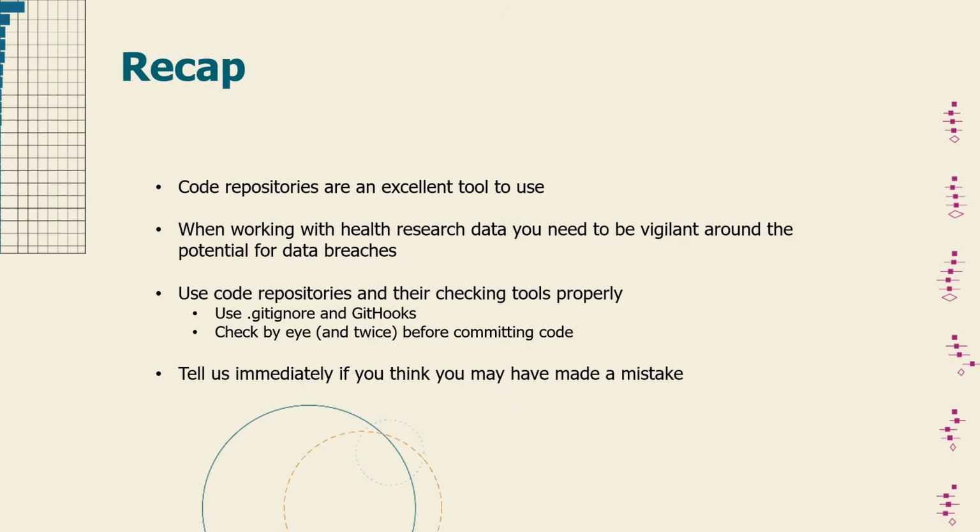Code repositories are an excellent tool for enabling you as a researcher to manage, store, and share your code. If you're working with UKB data, you need to make sure you keep code and data separated in order to reduce the potential for data breaches. Run through our checklist before you commit your code. Manually inspect what code you are committing, and use tools such as gitignore and githooks to make sure there is nothing missed in the code which should not be shared. If you share something by mistake, tell us straight away so we can work together to minimize any potential impact.